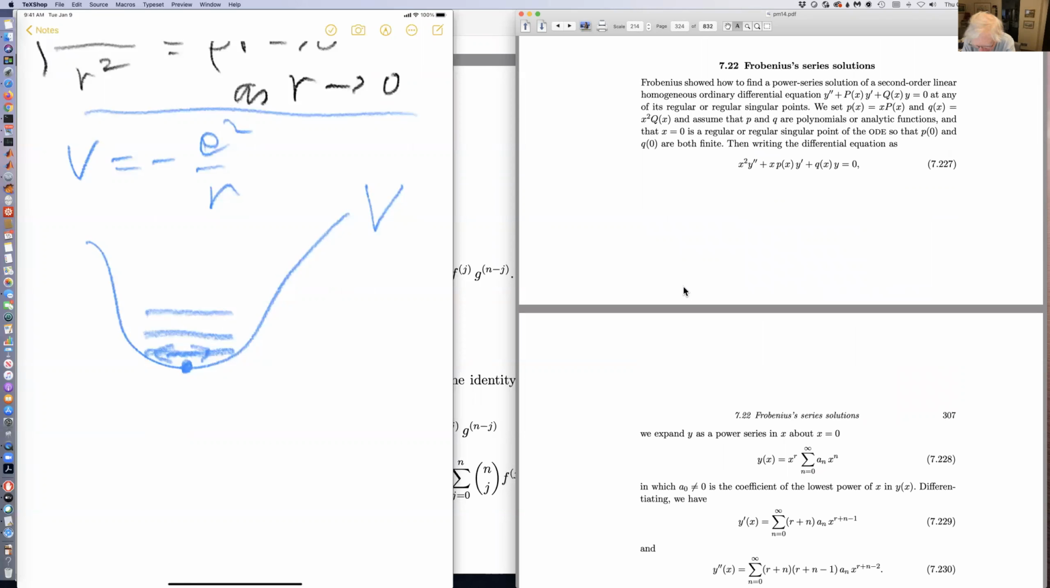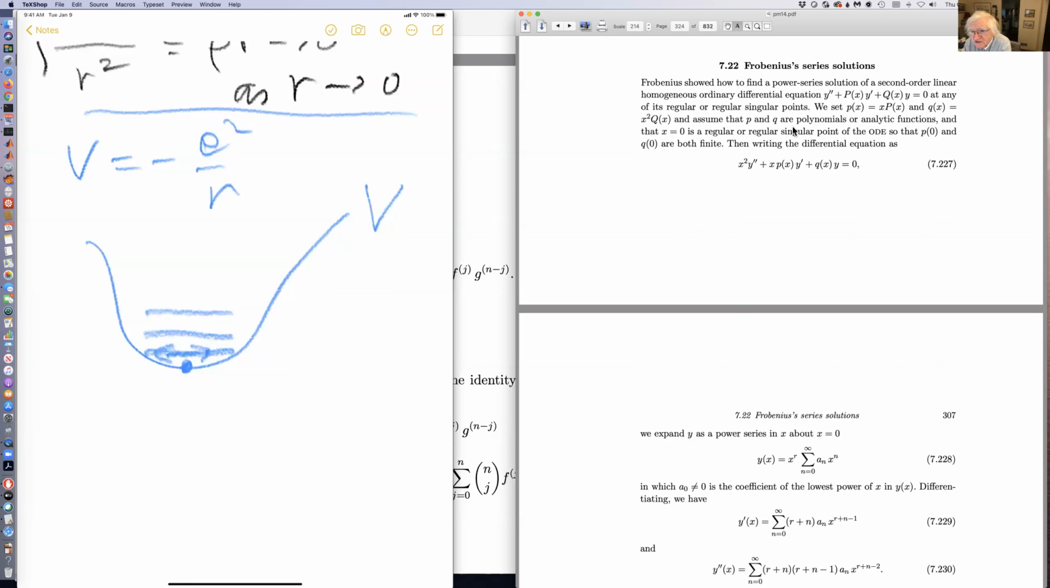Now, Frobenius figured out many years ago that one could form power series solutions of a second order linear homogeneous ordinary differential equation at any of its regular or regular singular points. And so what we're going to do to analyze this is set little p equal to x times big P and little q equal to x squared times big Q. And we're going to assume that P and Q are polynomials or analytic functions, and that x equals 0 is either a regular point or a regular singular point. So we're going to choose to expand around x equal to 0. That's why 0 is here.